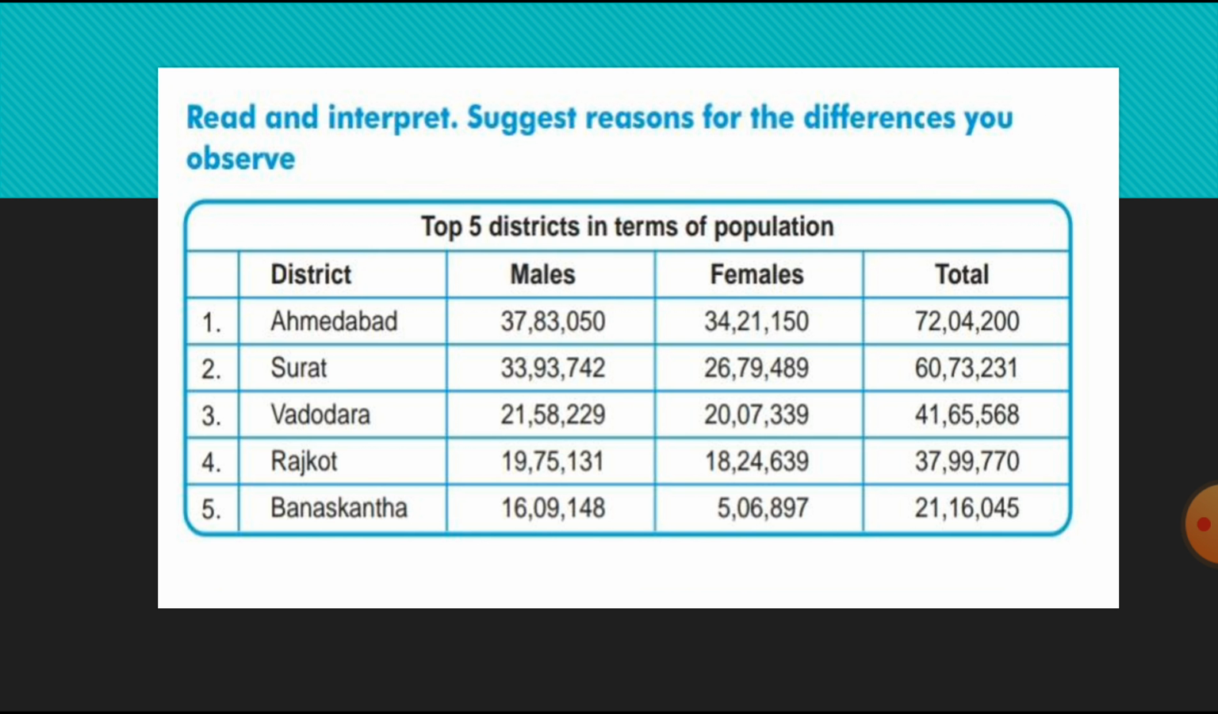And now moving towards Surat: males 33 lakhs 93,742, and females 26 lakhs 79,489, and total is 60 lakhs 73,231. The same way they have shown Vadodara, Rajkot, and Banaskantha. See, these are all the top 5 districts in terms of population.